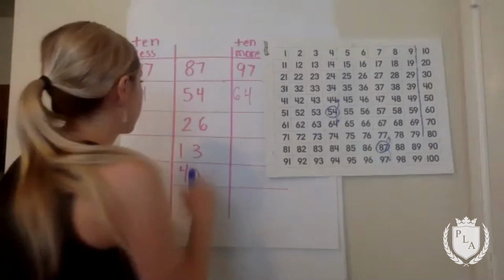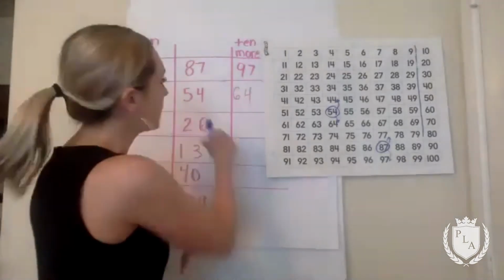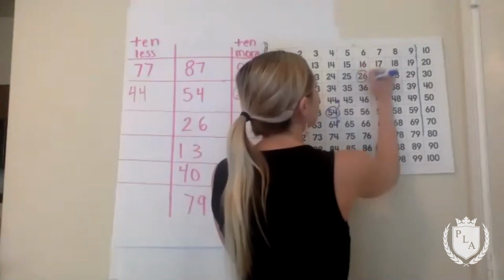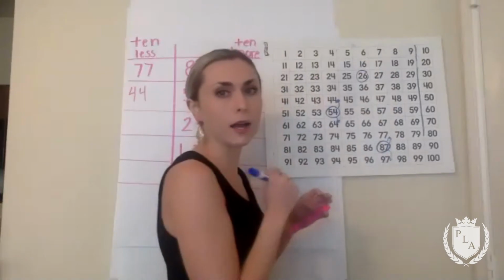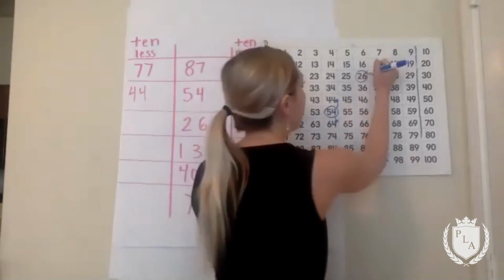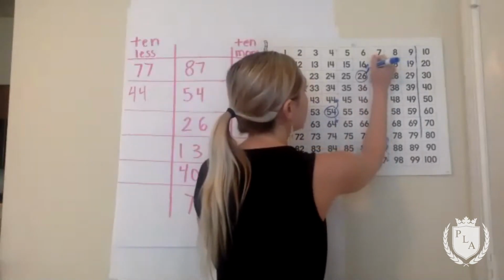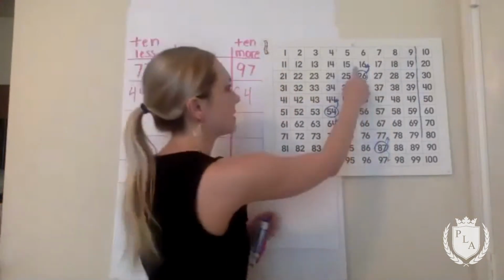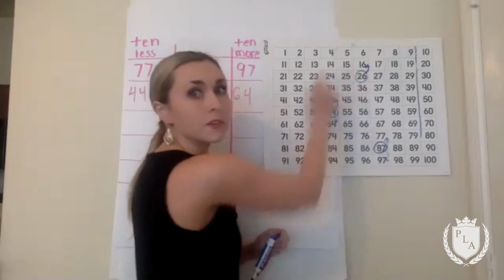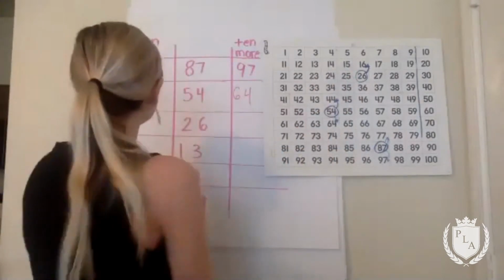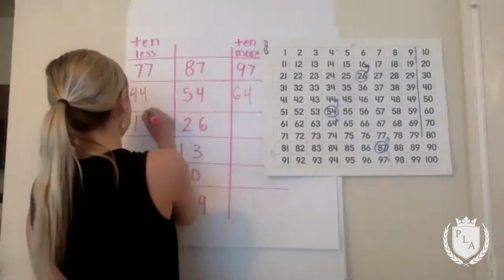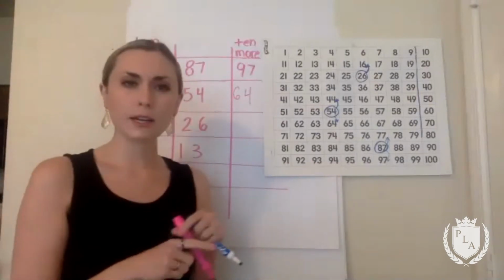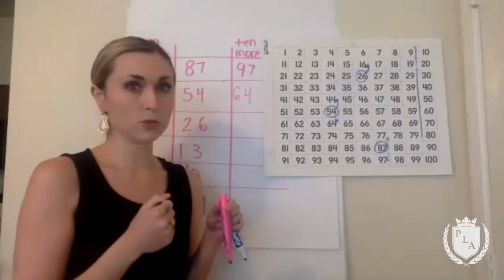Next number, 26. Here is 26. So I will jump up to find 10 less. What number is this? You said 16, you are correct. So I will put 16 right here. So I'm gonna try to do this one without using my hundreds chart.